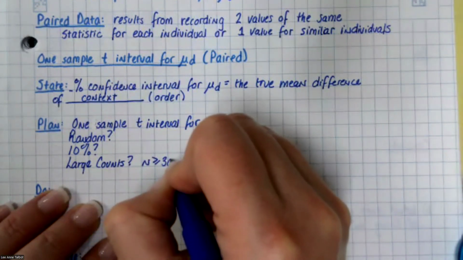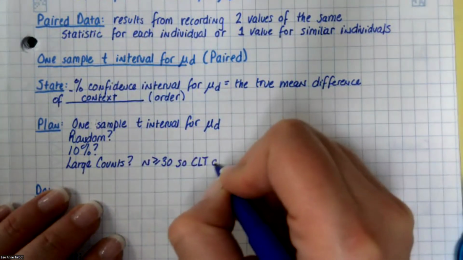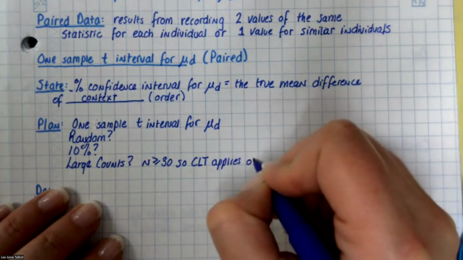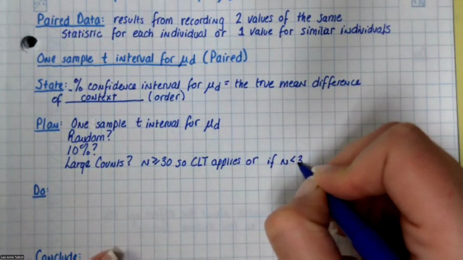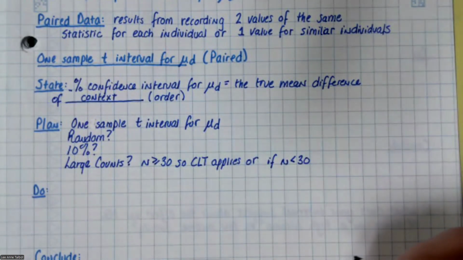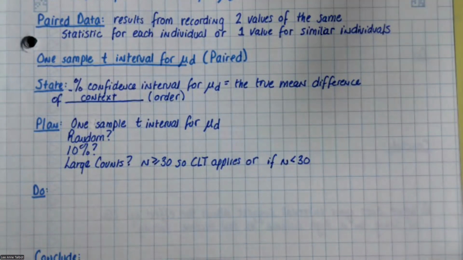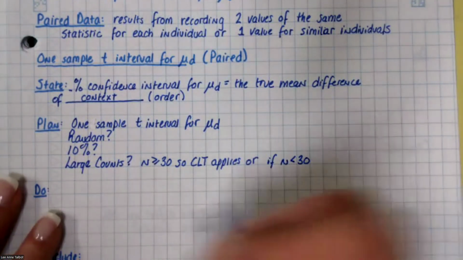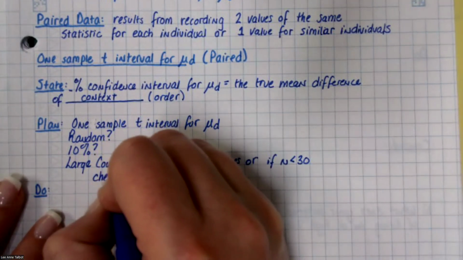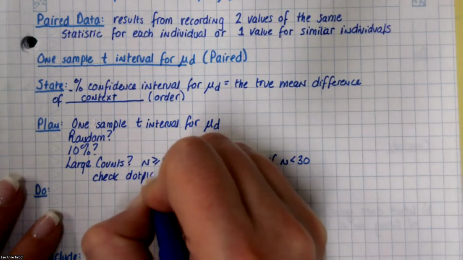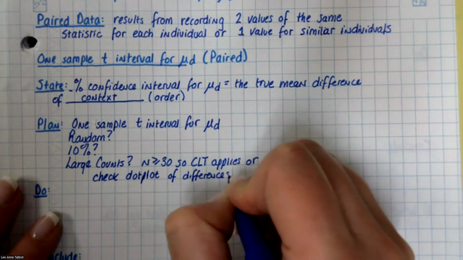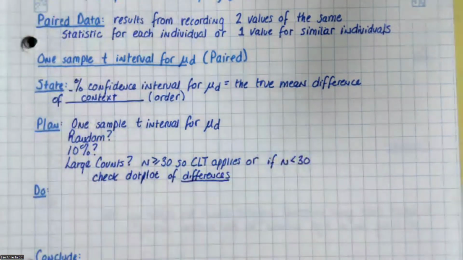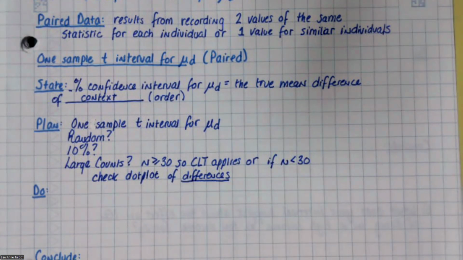N is greater than or equal to 30, so CLT applies. Or if N is less than 30, what do we do? Yeah, okay. Now this is the very important thing. Or if N is less than 30, check the dot plot of the differences. It has to be the differences because that ends up being your one sample. So after you subtract.